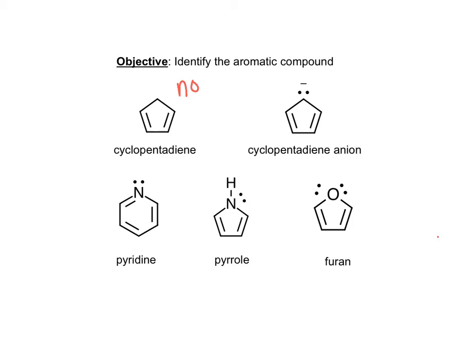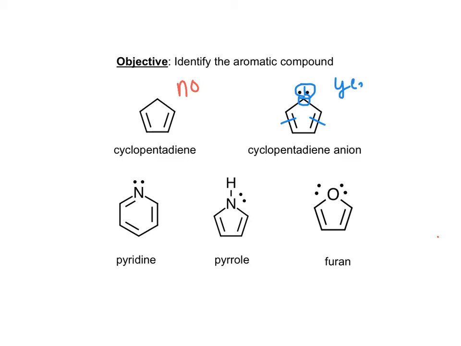The cyclopentadiene anion is aromatic. The lone pair in the ring is part of the conjugated system. This carbon is sp2 hybridized, which makes all the carbons in the ring in the same plane. And note that there's going to be 2, 4, 6 electrons, which fits the 4n plus 2 rule.